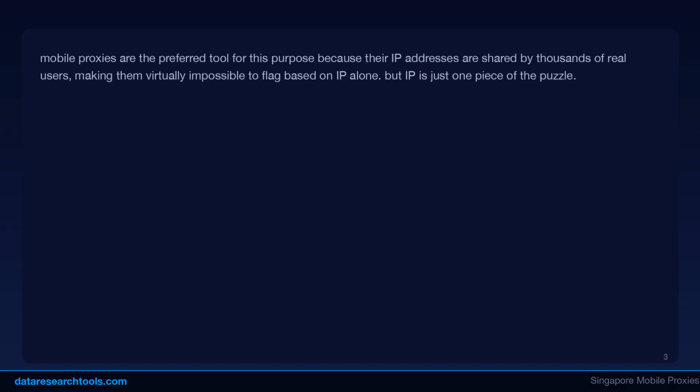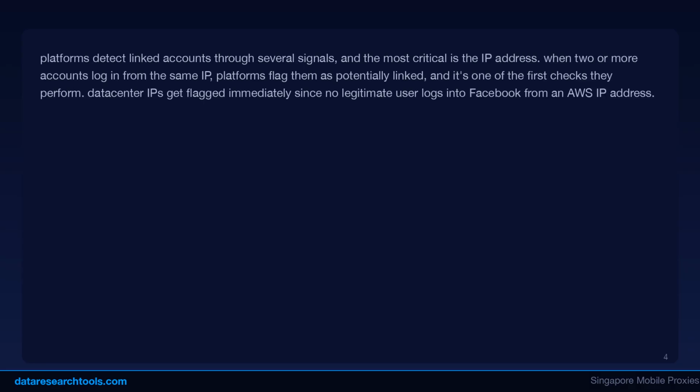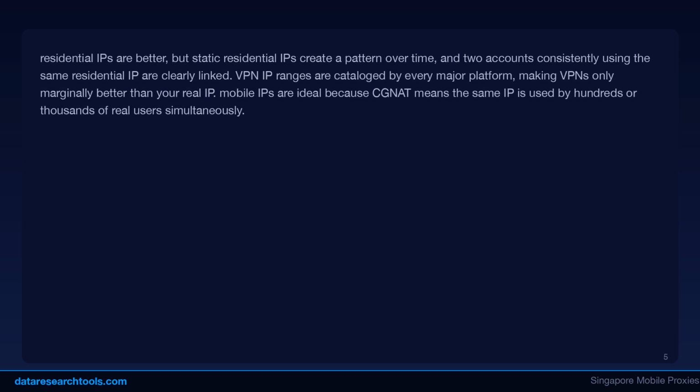Data center IPs get flagged immediately since no legitimate user logs into Facebook from an AWS IP address. Residential IPs are better, but static residential IPs create a pattern over time, and two accounts consistently using the same residential IP are clearly linked. VPN IP ranges are cataloged by every major platform, making VPNs only marginally better than your real IP. Mobile IPs are ideal because CGNAT means the same IP is used by hundreds or thousands of real users simultaneously. Two accounts sharing a mobile IP is normal and happens millions of times daily across every mobile carrier.